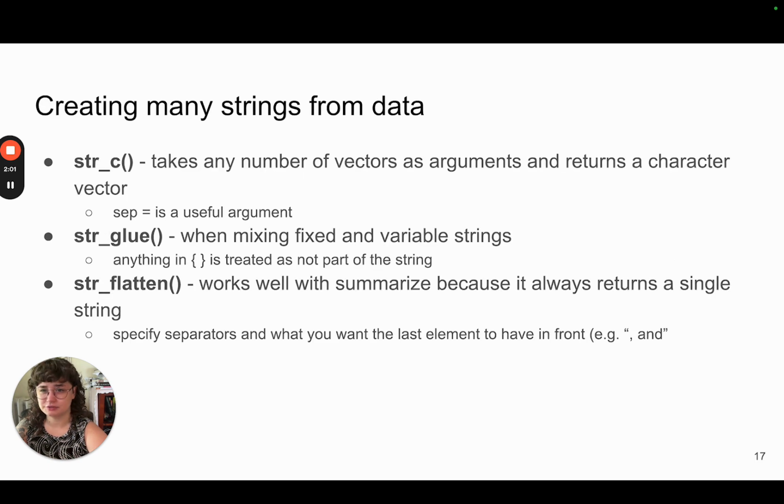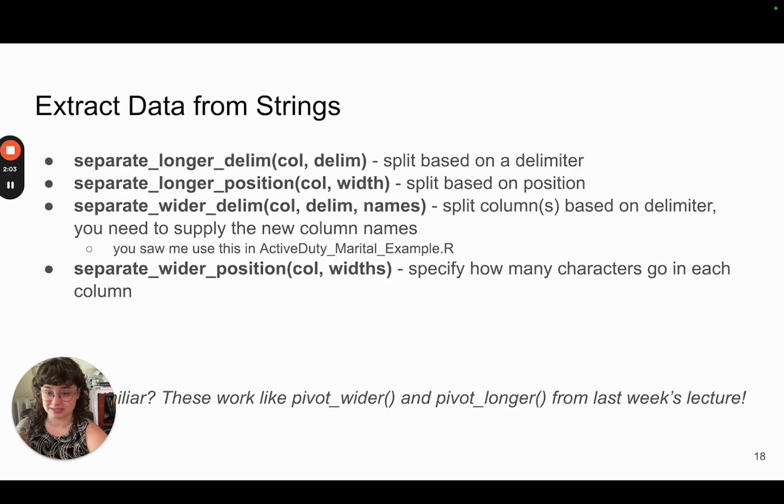So you can create strings, you can also extract data from existing strings. With separate_longer_delim, you can split based on a delimiter; separate_longer_position, split based on position; separate_wider_delim, split columns based on the delimiter, and then you have new column names. This should feel familiar because you did see me use this in the active duty marital example when I split the pay grade and pay type column. That was a column that had two variables essentially smashed into one, and because it was a string value, I was able to separate it based on the dash that it had between them.